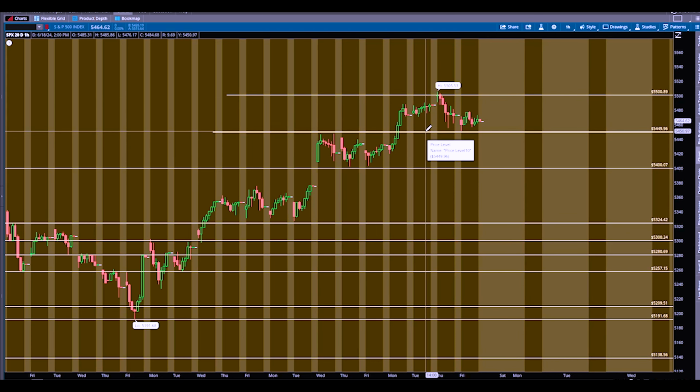This 5449 or 5450 area. Not an exact level because we don't really line up that well, but we have respected this area. As you can see here, reject, reject. Finally broke above, bounce right in this area. It's worth noting, could possibly be a bounce area, or if we lose it, an area to enter short.